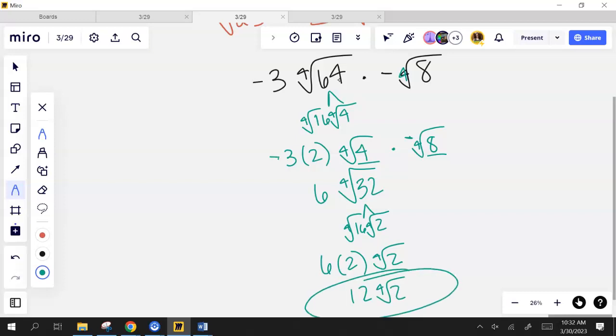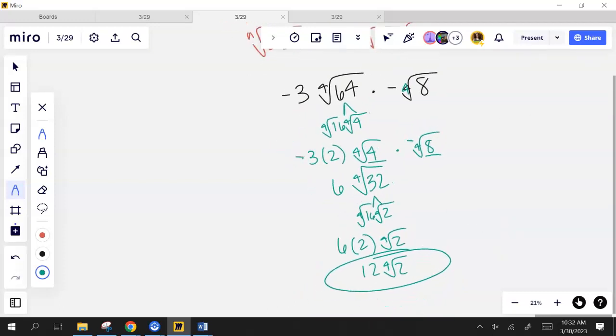We won't worry about the plus or minuses right now. We'll just focus on this right now. We'll come back. Because this was negative also, so the two negatives went together and made a positive.